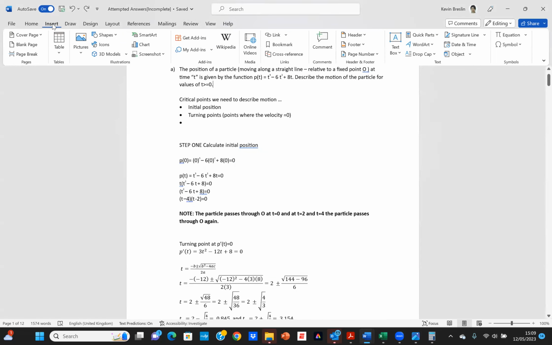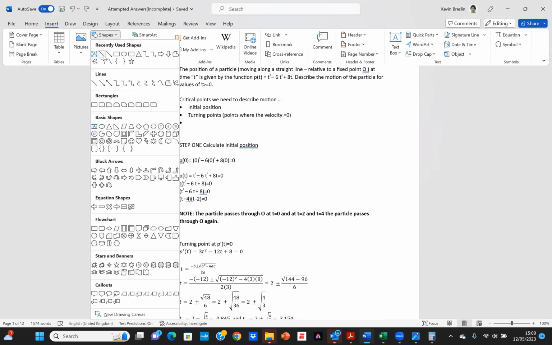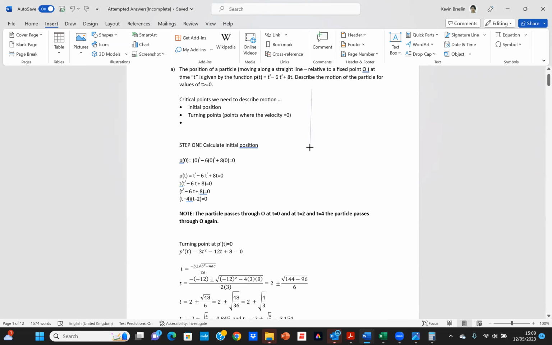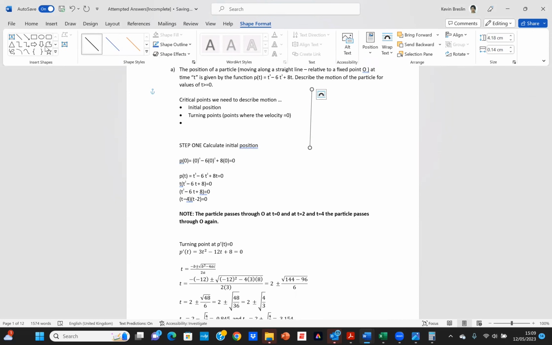I don't want a 3D model. Insert shape. Just do two lines. This will probably go below the line. So we have the graph, something like, we know it starts off at zero. We know it goes up at some point, then goes down and probably goes up again. This is your general cubic polynomial shape.